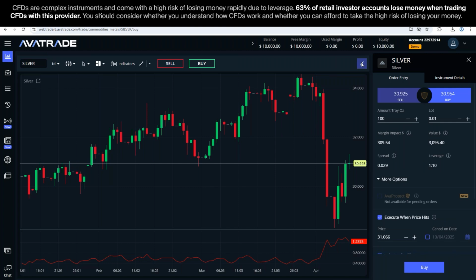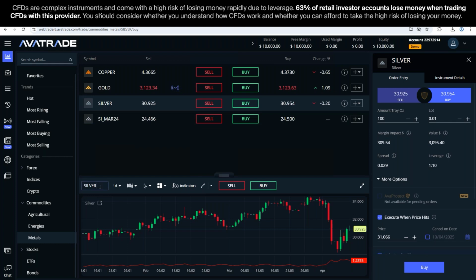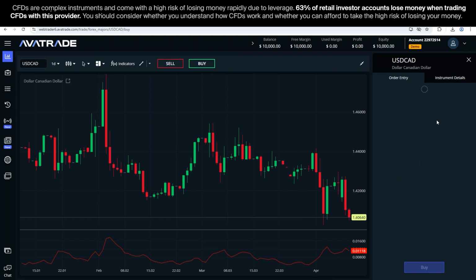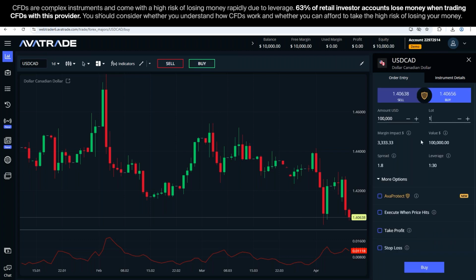Typically, currencies will have a big lot size. So if we'll take USD CAD as an example, we see that the lot size for a currency pair is 100,000, and you can understand from that the smaller the value of an instrument, the bigger the lot size.